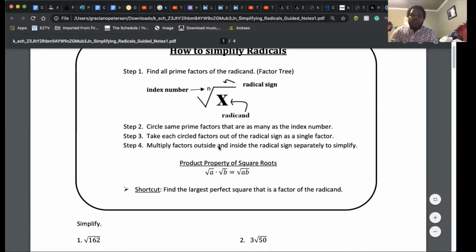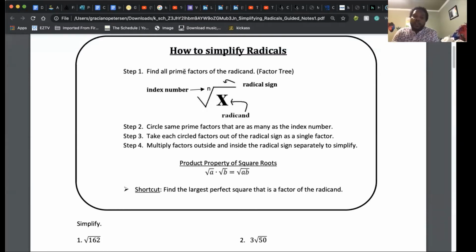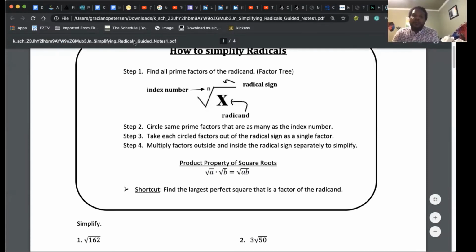So let's see here what we can do with simplifying radicals. Step one, it says, is to find all the prime factors of the radicand, or to do a factor tree. Basically what that looks like is to break down your number into all the numbers that make it up. And we have to go to the prime factors. An example of a factor tree would look kind of like this.